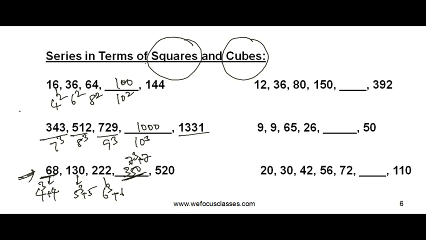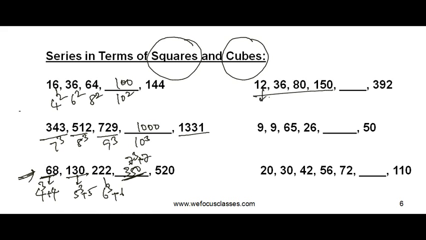See, the problem in terms of squares may not be given directly, like 4 square, 6 square, 8 square. The problem can be twisted like this: 68, 130, 222, like this. So we need to understand, we need to remember the numbers nearer to these numbers. Like nearer to 130, we have 125, that is 5 cube. So if you remember that 5 cube as 125, it is better to solve the problems. It will be easy to solve the problems.